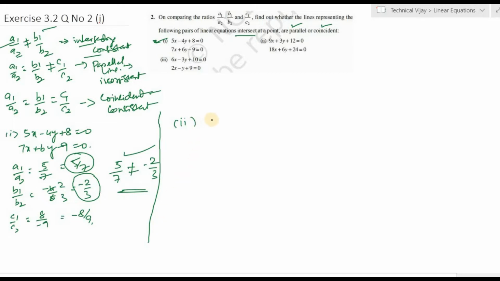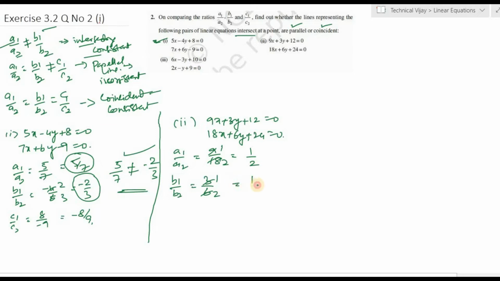Second portion: 9x plus 3y plus 12 is equal to 0, then 18x plus 6y plus 24 is equal to 0. See here, a1 by a2 is equal to 9 by 18, which is 9 ones are 9, 9 twos are 18. This is equal to 1 by 2. So b1 by b2 is equal to 3 divided by 6, 3 ones are 3, 3 twos are 6. This is also equal to 1 by 2. See the second condition, a1 by a2 is equal to b1 by b2.